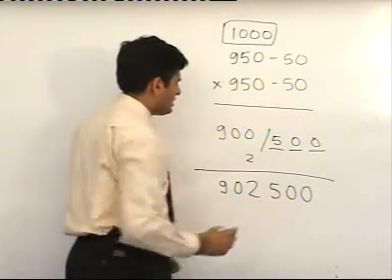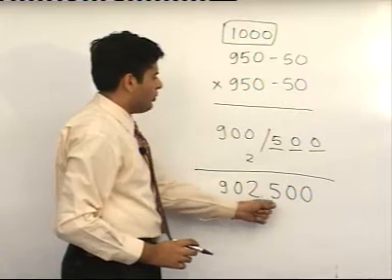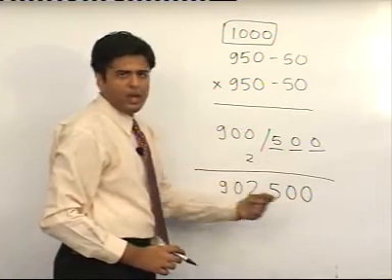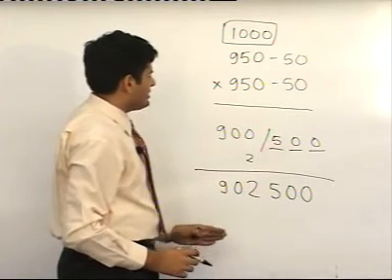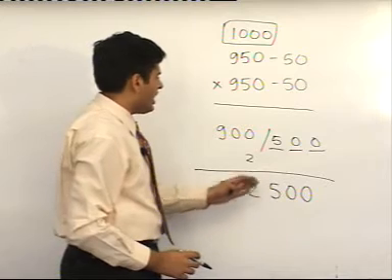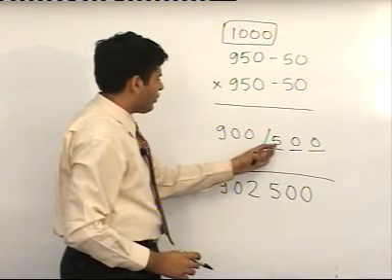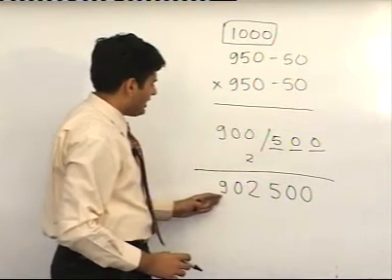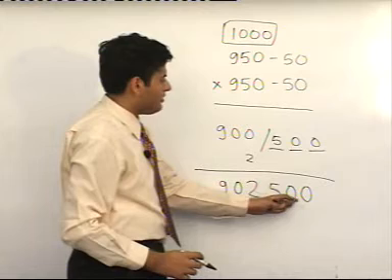So our final answer is 902500. Basically we are doing nothing. Since we are having a 4-digit answer, we are carrying the 4th digit from here to here. So the final answer is 902500.